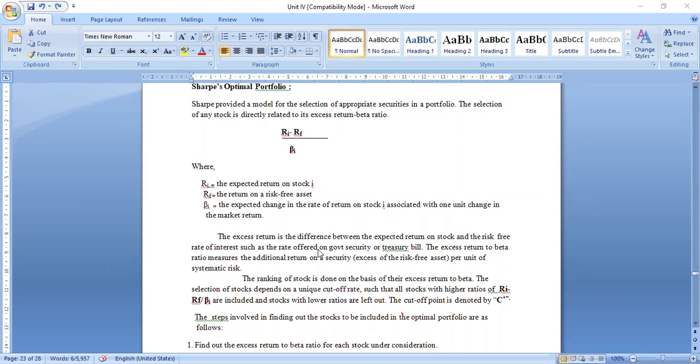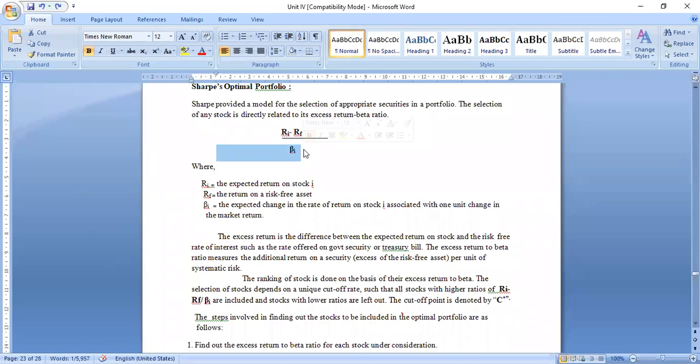Risk-free rate of interest is that interest where the rate is already predetermined or which has got zero risk. It can be government bonds, government securities, treasury bills, and so on. So this excess return to beta ratio is going to measure the additional return on a security per unit of systematic risk. Now, per unit of systematic risk is all about beta.